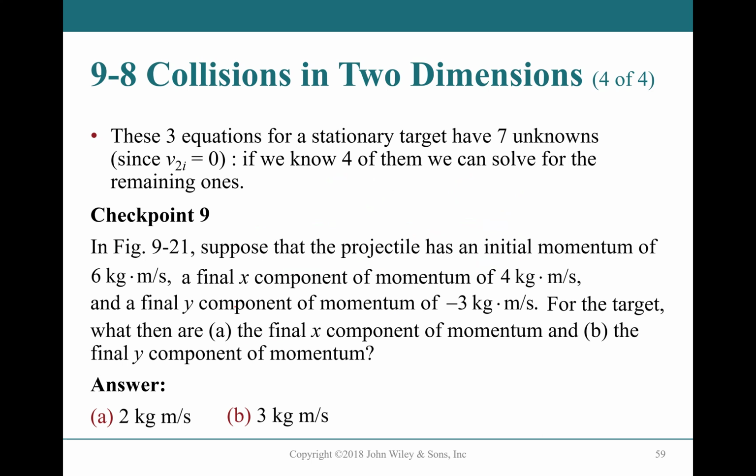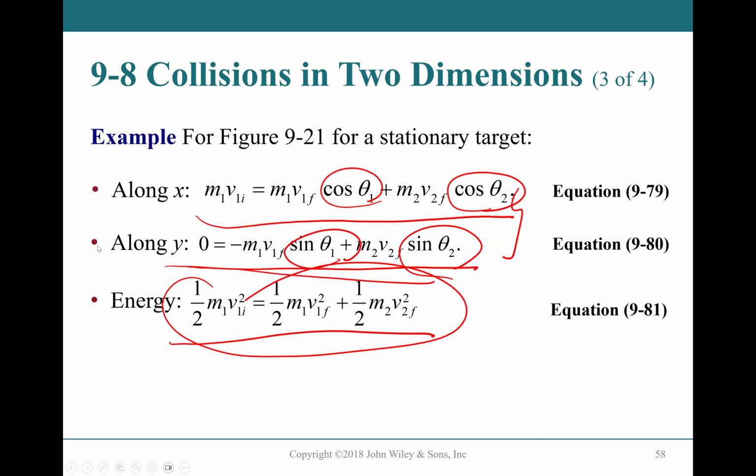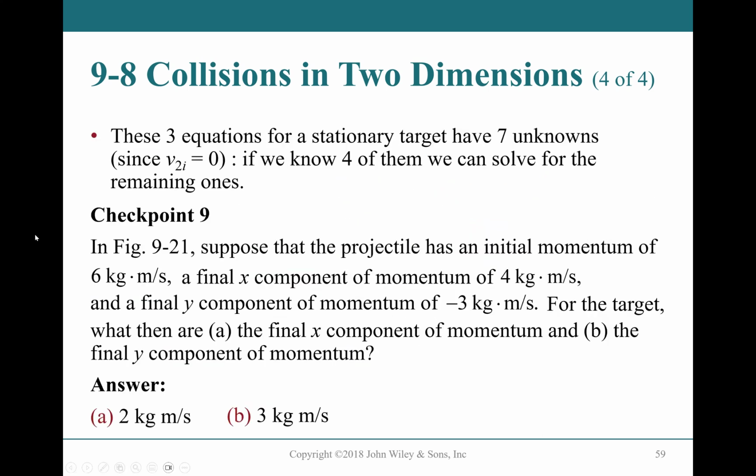And here, the previous 3 equations for a stationary target have 7 unknown variables. So if we know 4, then we can solve for the remaining ones. So these are very difficult to solve.